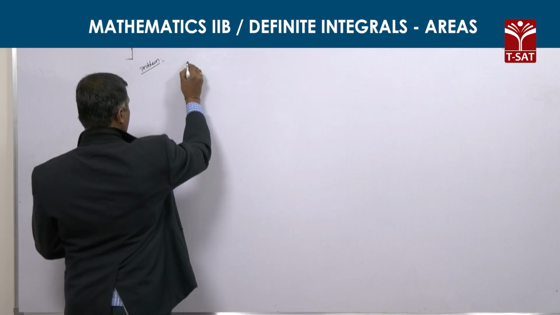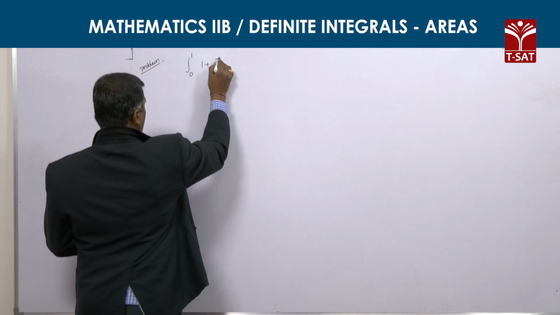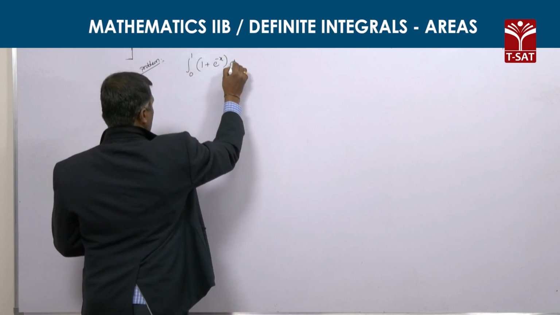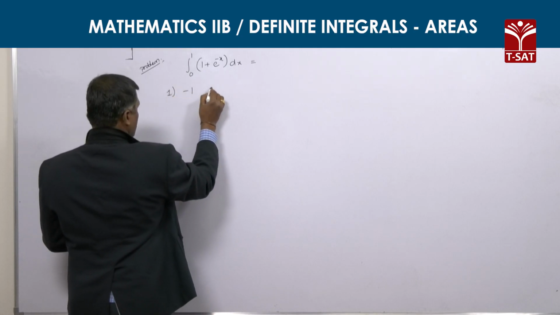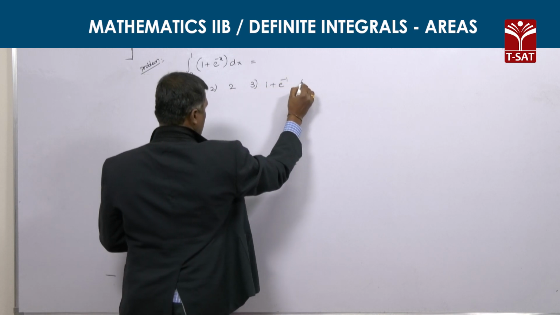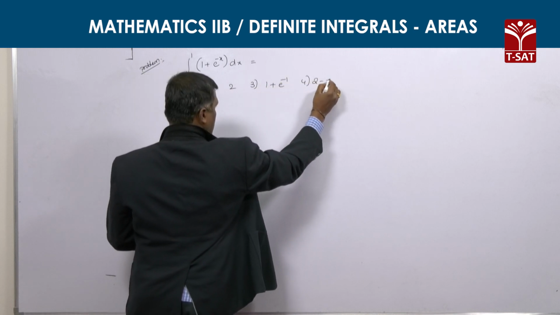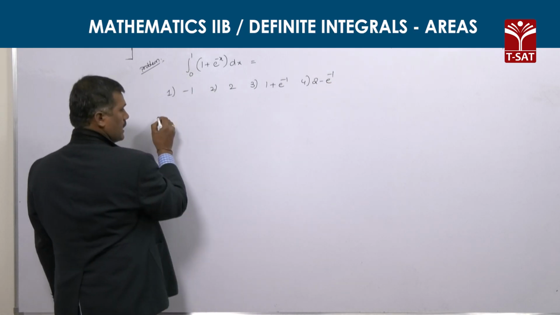Next problem: integral of 0 to 1, 1 plus e power minus x into dx. First option minus 1, second option 2, third option 1 plus e power minus 1, fourth option 2 minus e power minus 1. Solution.